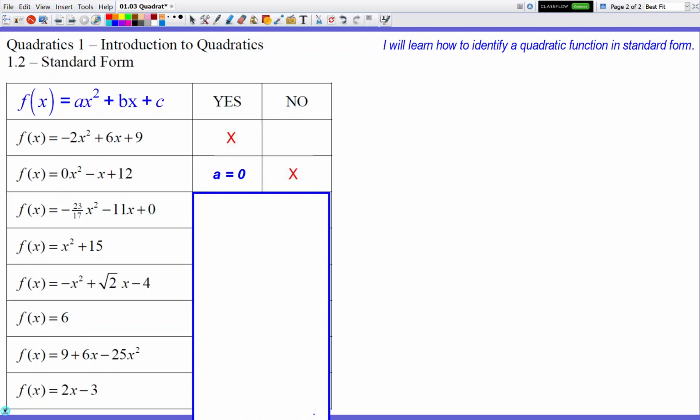Yeah, the number in front of x squared was 0, and it causes the x squared to disappear. So yeah, if a value is 0, game over. That's not good.